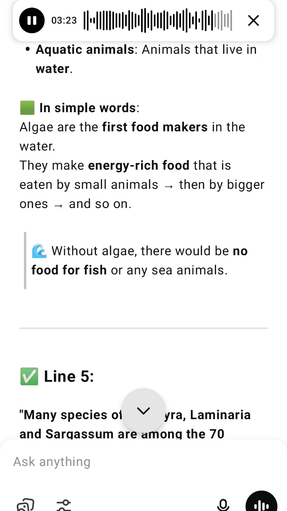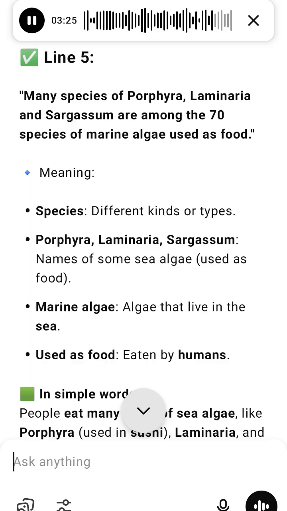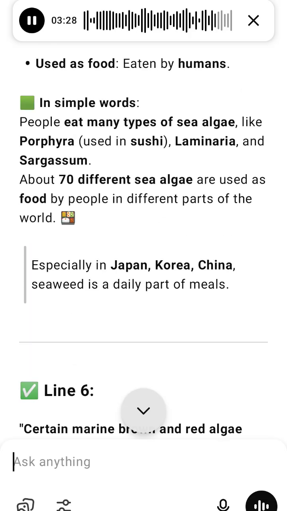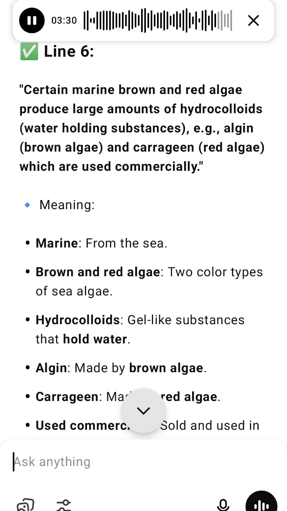4. Some algae are eaten by humans. People in many parts of the world, especially Asia, eat algae. Porphyra, used in sushi, Laminaria, and Sargassum are examples. Around 70 different types of sea algae are known to be eaten. These are especially rich in minerals, vitamins, and fiber.